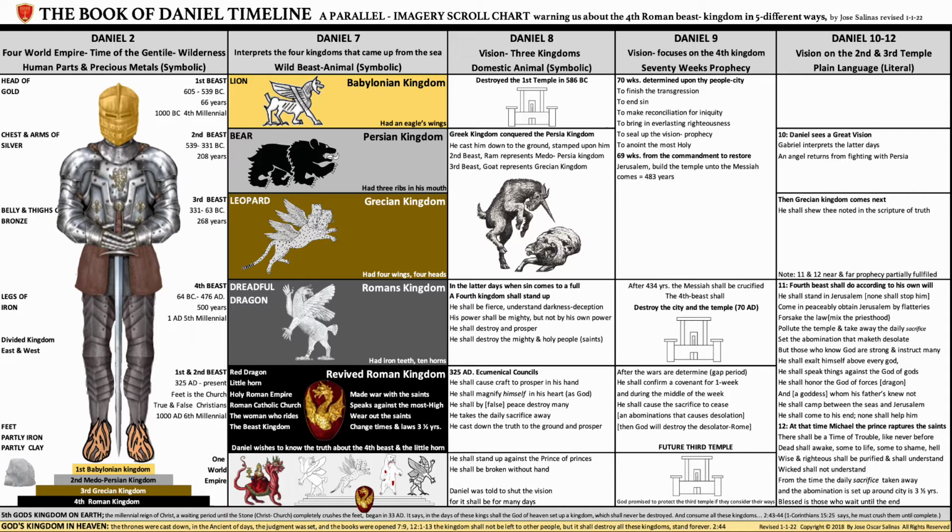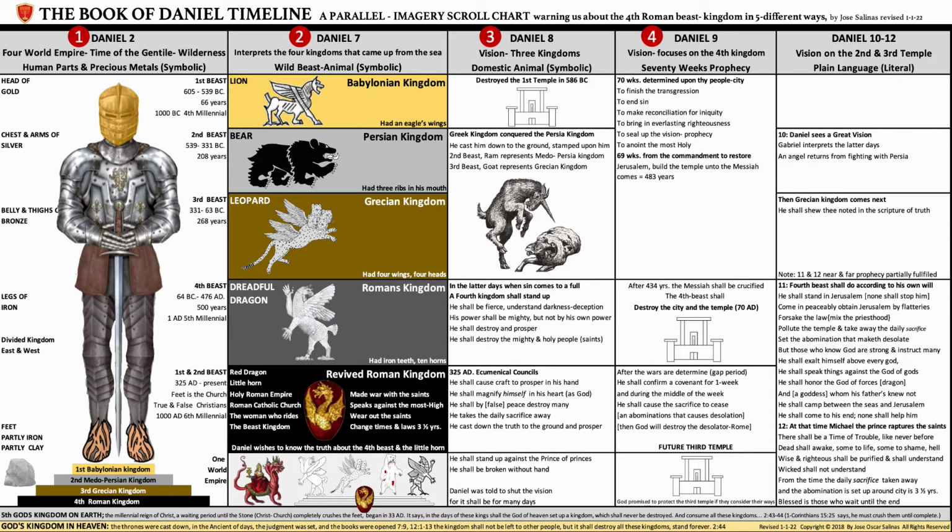During the 4th Roman kingdom, Chapter 2:43 says, "In the days of these kings shall the God of heaven set up a kingdom which shall never be destroyed, and consume all these kingdoms." So now let me start by showing you the 5 different ways to read the chart. First is Daniel 2, which uses symbolic imagery such as human parts and precious metals. Second is Daniel 7, using imagery of the 4 wild beasts. Third is Daniel 8, which uses the imagery of 2 domestic animals.